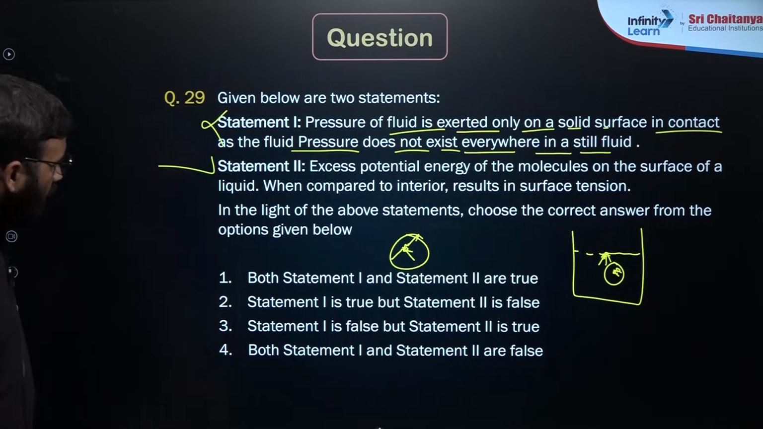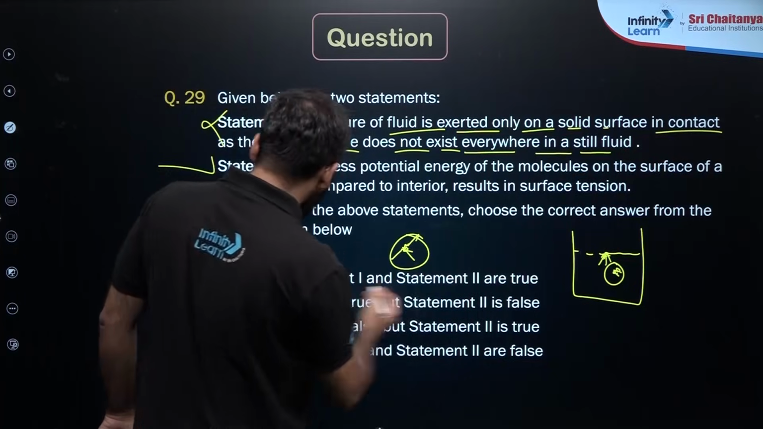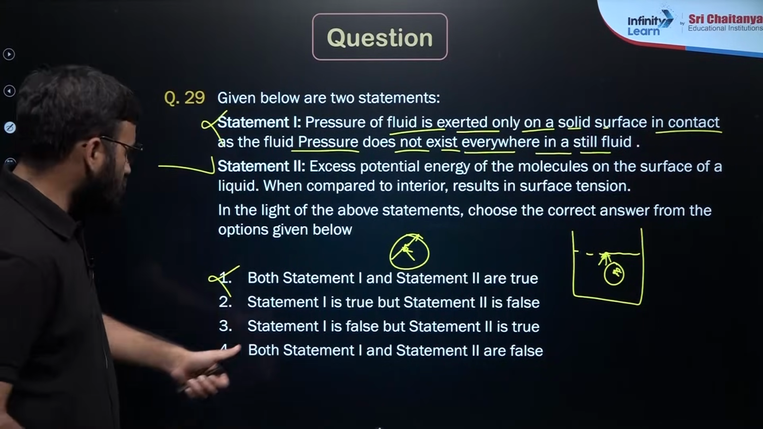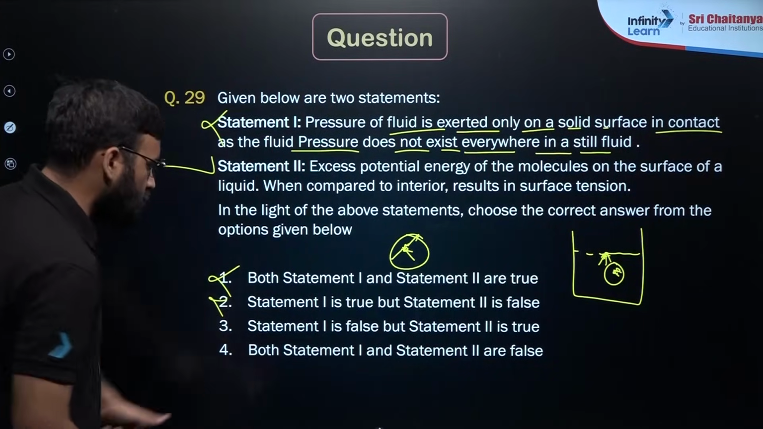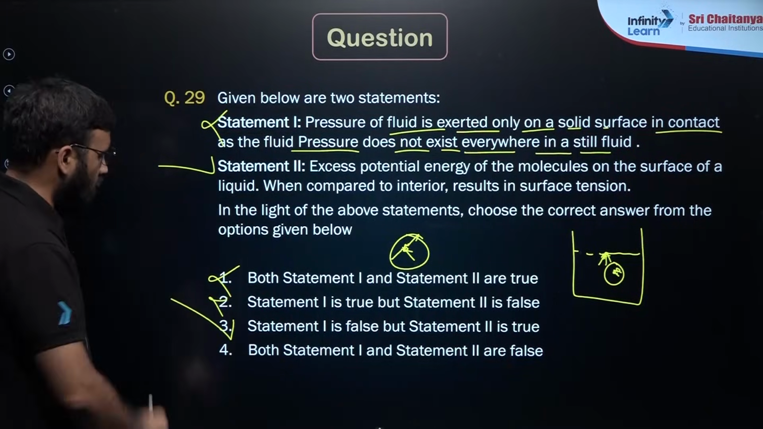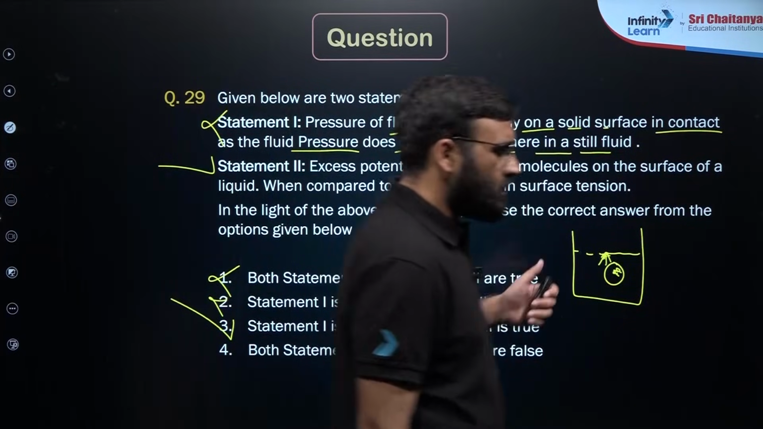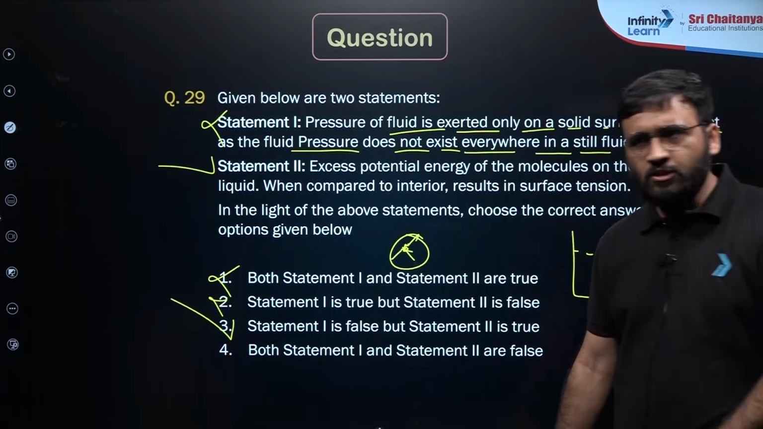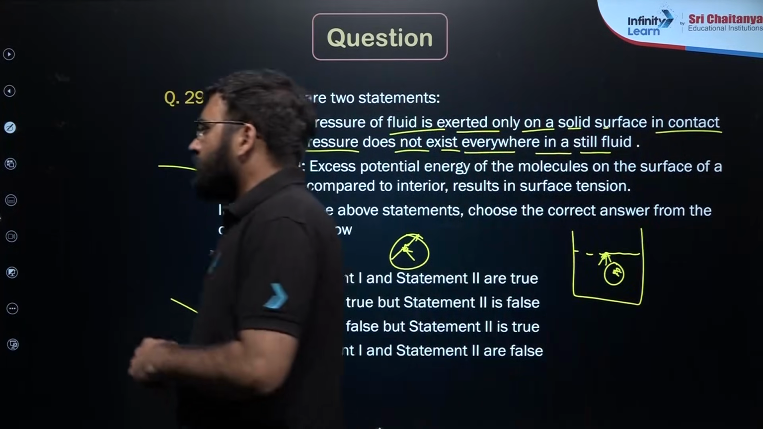So both statement 1 and statement 2 are true? Wrong. Statement 1 is false, and statement 2 is true, yes beta. Option third is your correct answer. This is a completely theoretical based question. Okay, next one we will move.